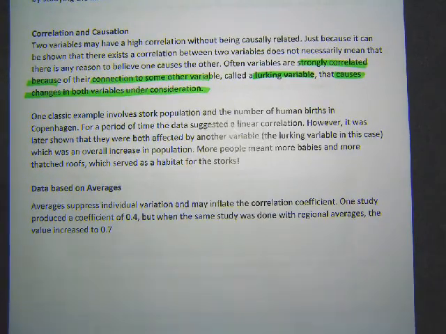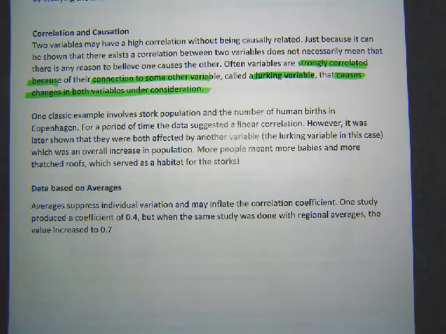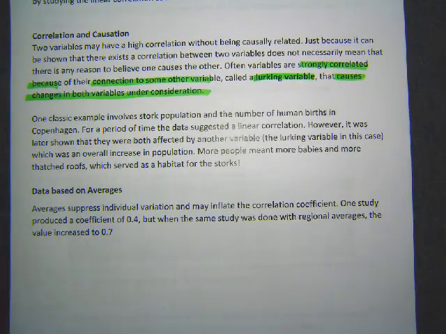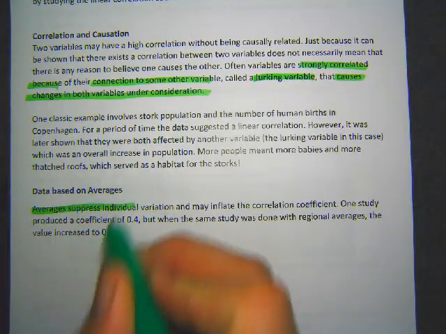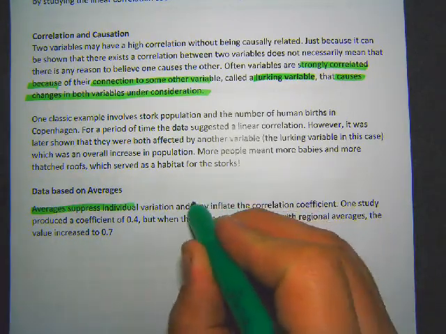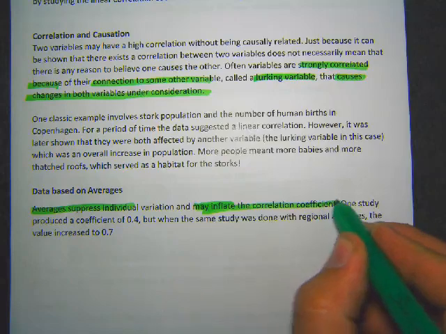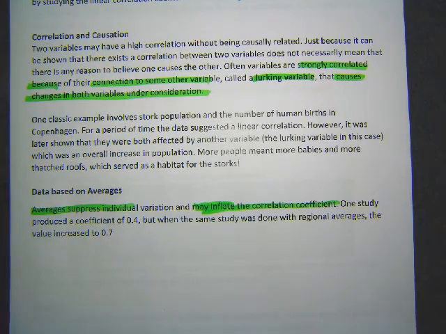Now 0.4, you'd say, oh, it's not correlated. It's not even half, 50%. But at 0.7, that's 70%. You can say, hey, that's a pretty strong correlation. It was the same data, but they worked with the averages from different regions instead of working with all the numbers they collected. So you really want to avoid this. You don't want to work with averages. Averages suppress individual results, and they may inflate correlation. They don't always inflate correlation, but they definitely can.